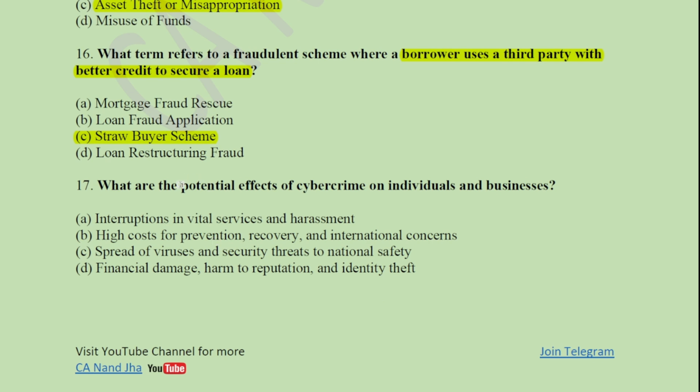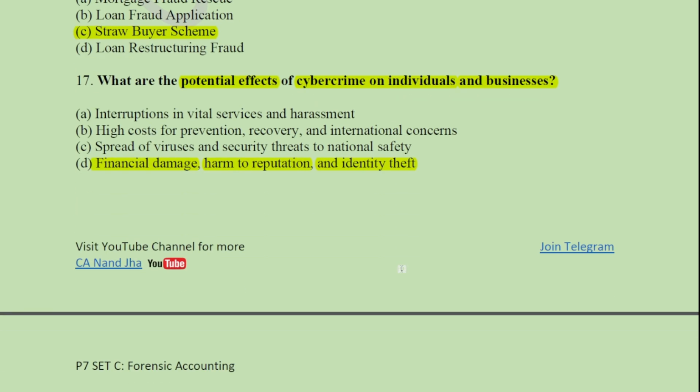What are the potential effects of cybercrime on individuals and businesses as well? Interruption in vital services and harassment, no. High cost for prevention, recovery and international concern, a spread of virus, financial damage, harm to reputation, identity theft, cybercrime.